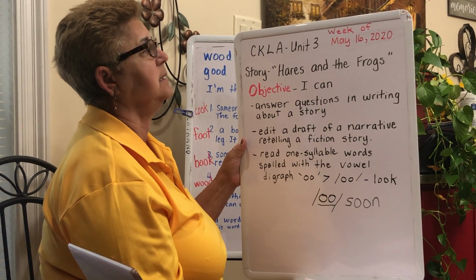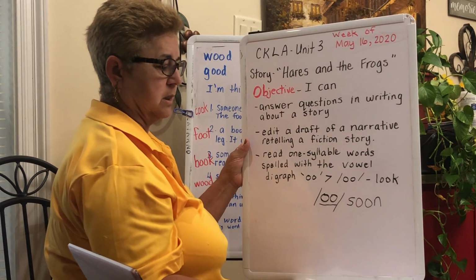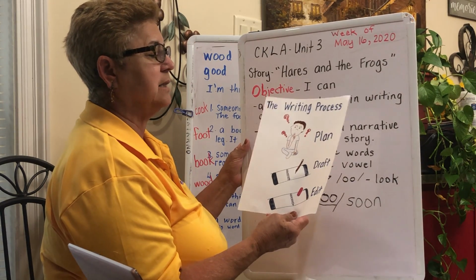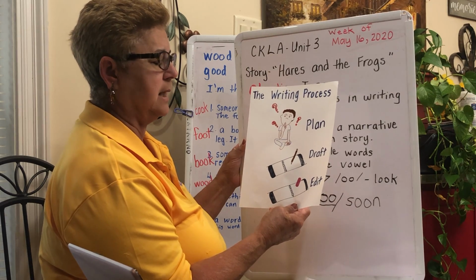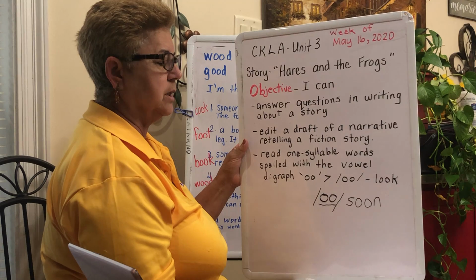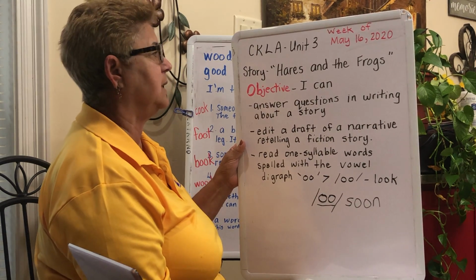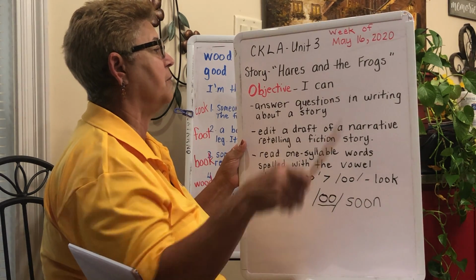Today is May 16th, but the work is going to be for the week of May 16th because we're working with the writing process right now. And so it's different steps. The first step is to plan, and then to draft, and to edit. And I'm going to include those forms on the internet so that you can work on a different form each day. The story that we're going to work with is called The Hares and the Frogs.